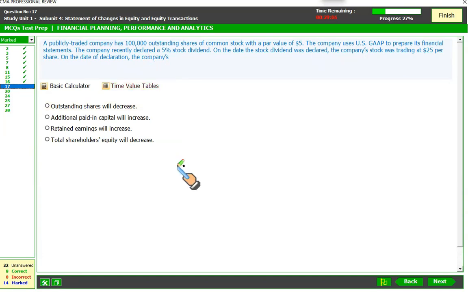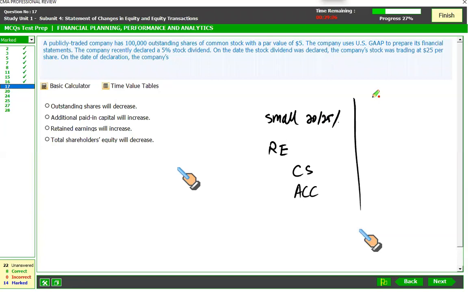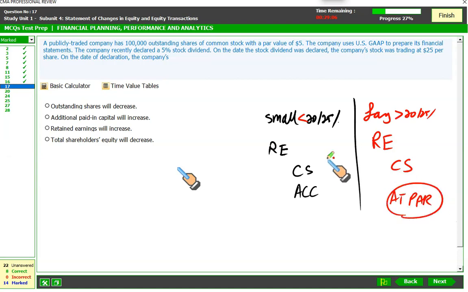Remember, gentlemen, please, just a quick review. When the stock dividend is small, which is less than 20 or 25%, the entry we make is to debit retained earnings with the full amount of the market price of the shares. We credit the common stock with par and we credit additional contributed capital with the extra amount. But when the stock dividend is large, that is greater than 20 or 25%, sometimes called a stock split in the form of a dividend, we simply debit retained earnings and credit the common stock at par. We don't consider the market price. But here we will debit retained earnings at the fair market value at the date of declaration.